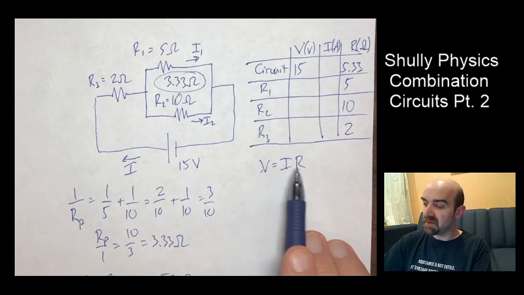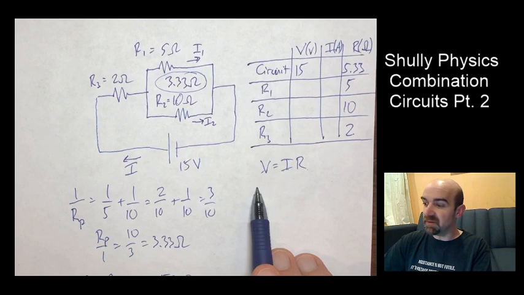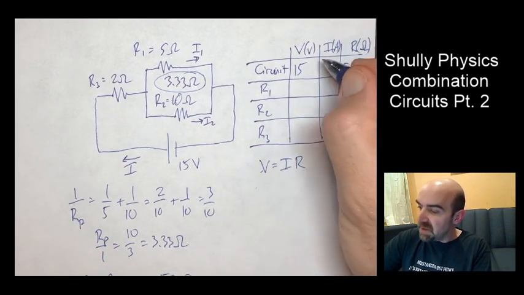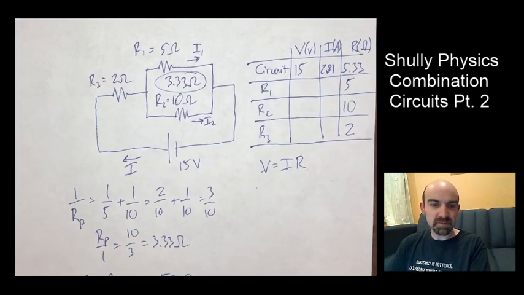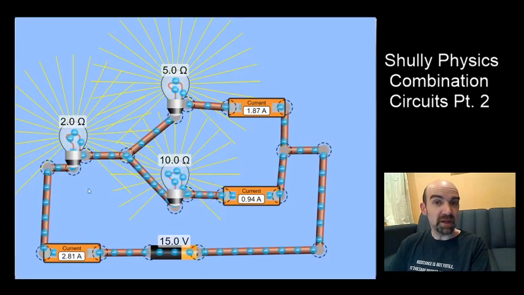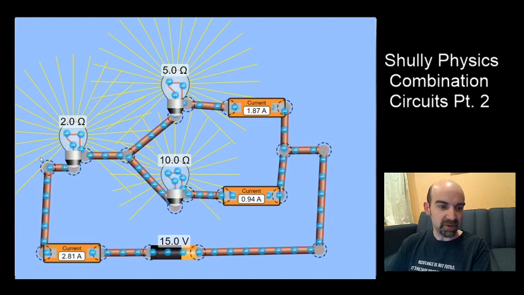All right. We take 15 divided by 5.33, and that gives us the current, V equals IR. So 15 volts divided by the R value of 5.33, and that will be 2.81 amperes. All right, I can also check. There's my 2.81 amperes is the current through the battery. Excellent.